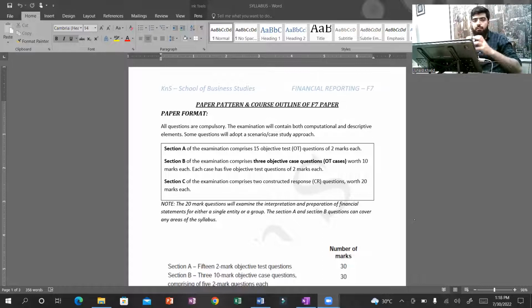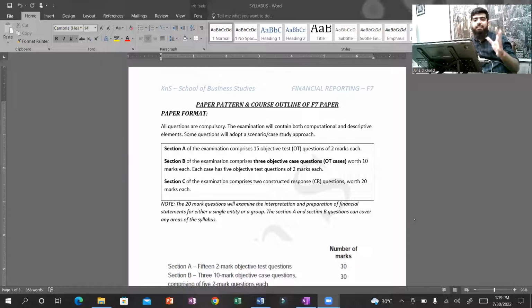Now, what's new in that area? If we compare that paper or course with the previous one, that is the basic course of F7, it was F3 financial accounting. Many students ask whether there is any difference between these two. Yes, there is a huge difference. There is a massive difference in terms of paper pattern, in terms of course outline, in terms of paper preparation and strategy.